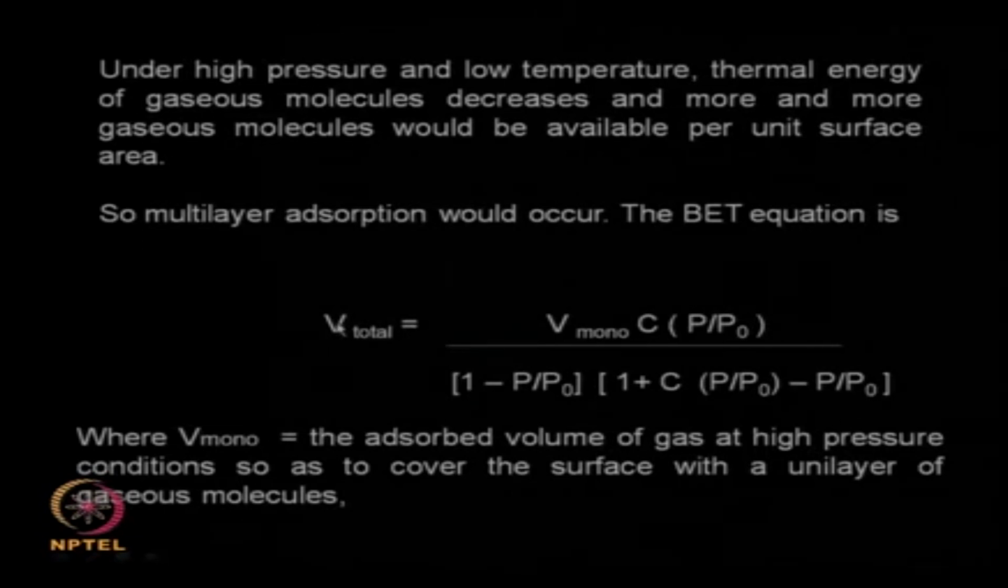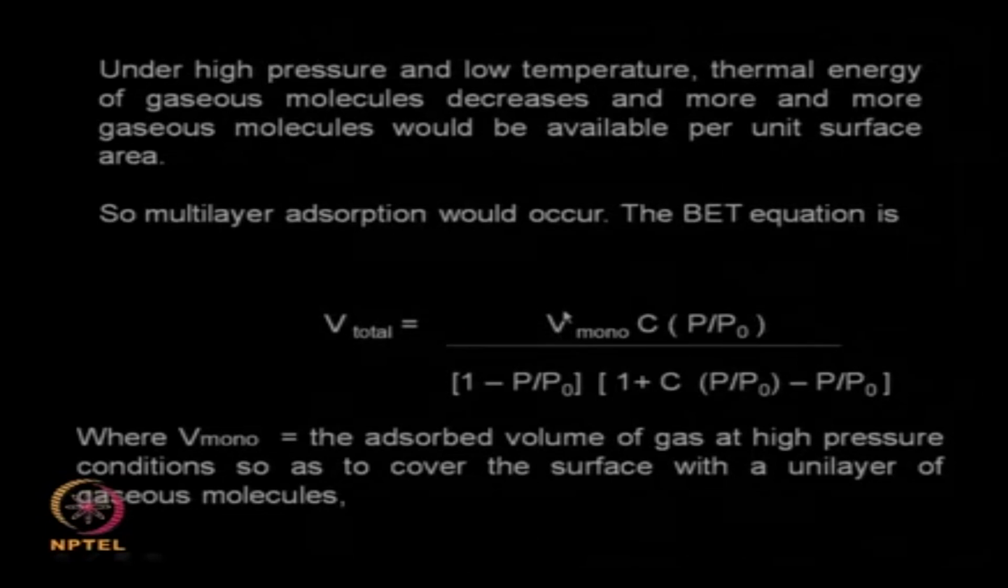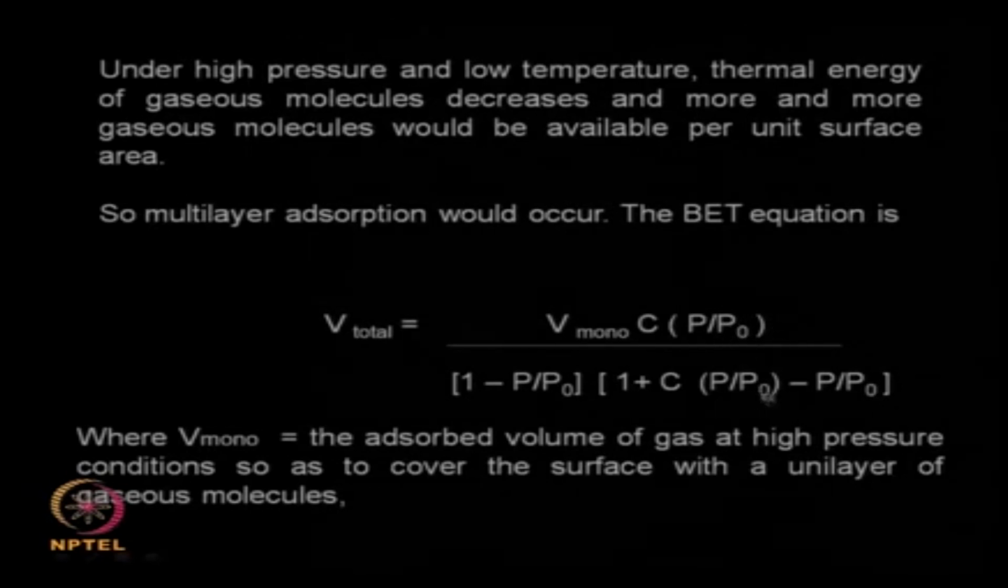So, we have V total, that is the adsorbed volume of gas at high pressure condition, equal to the volume of gas that is needed for a monolayer adsorption, and then you have many terms, the P by P naught here coming into picture and so on. So, it becomes a much complicated equation which takes care of the multilayer adsorption based on the amount of gas that gets adsorbed in a single layer.